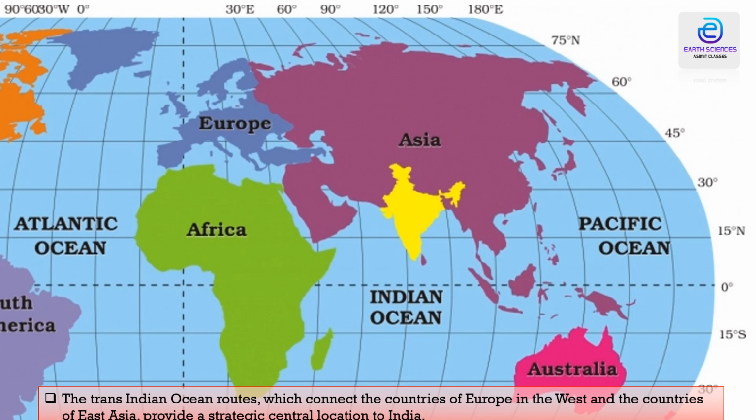India is the southwest extension of the Asian continent. The trans-ocean routes which connect the countries of Europe in the west and the countries of East Asia provide a strategic central location to India.